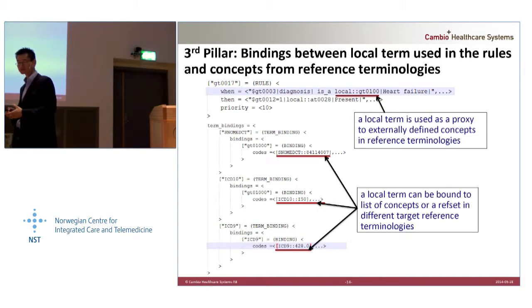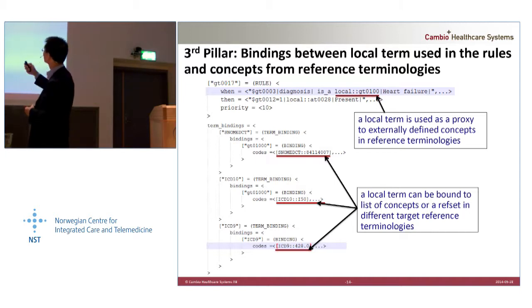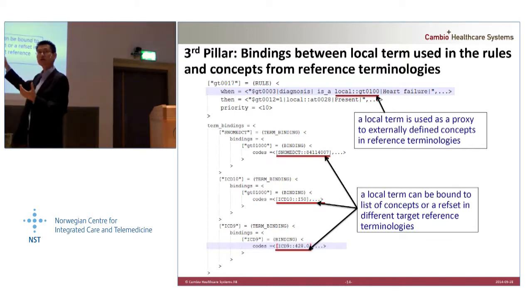Here we have the third principle. It's about terminology binding, reference terminology binding, and here we can bind, for instance, local GT codes, which are supposed to be the heart failure diagnosis, a heart failure condition, towards an external terminology. It can be ICD-10, SNOMED CT, or any local terminology codes that you use in your EHR system. And the benefit is obvious: when we do the expression like this, we don't have to change the codes when we have a new customer or a new site that runs a different terminology system.